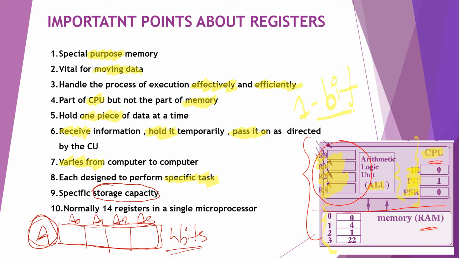The last point is normally how many registers? Normally 14 registers; you can find 14 registers in a single microprocessor. Remember this point. So these are the important points about the registers. Now we'll see how many different types of registers there are, and after that we will go for the register organization.